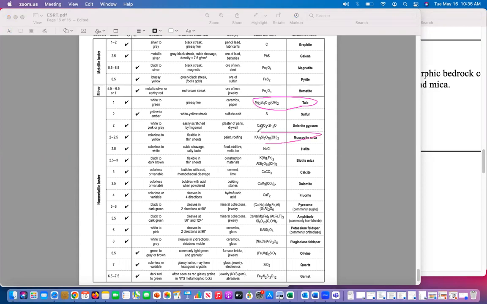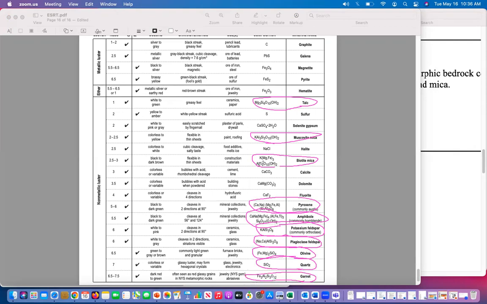Muscovite mica, Si and O. Biotite mica, Si and O. Amphibole, Si and O. Pyroxene, Si and O. What else? Potassium feldspar, Si and O. Plagioclase feldspar, Si and O. Olivine, Si and O. Quartz, Si and O. And garnet, Si and O.